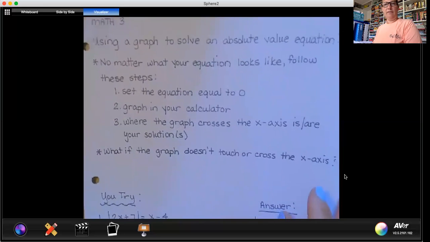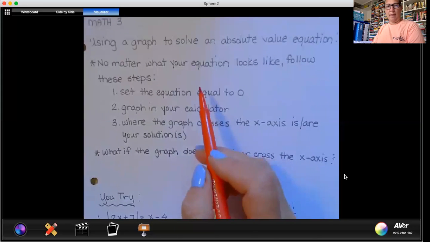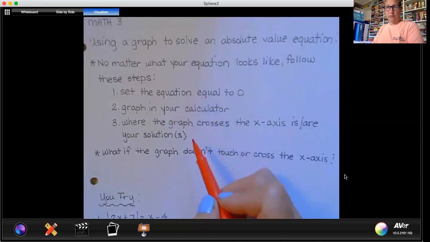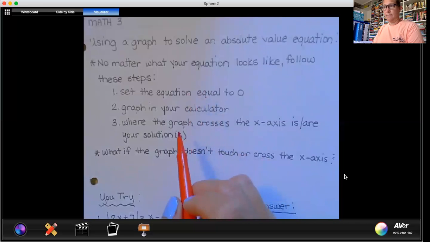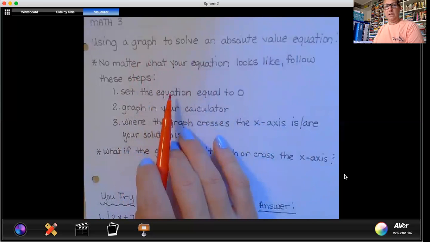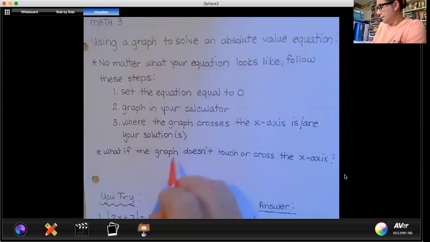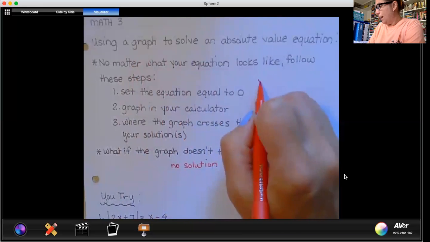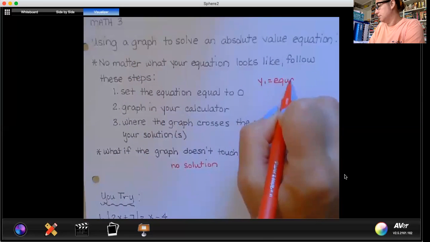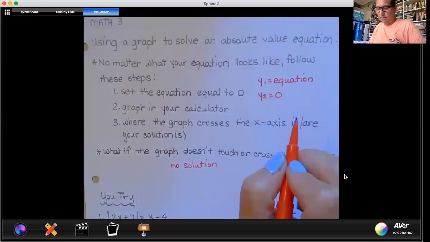We've talked about using a graph to solve an absolute value equation, but now we're going to look at what happens in our calculator. We're going to use our calculator to solve the equation. No writing down except the answer. So using a graph to solve an absolute value equation, no matter what your equation looks like, follow these steps. Set the equation equal to 0, graph it in your calculator. Where the graph crosses the x-axis is or are your solutions. And what if the graph doesn't touch or cross the x-axis? There's no solution. Now, if you make y1 your equation and y2 equal to 0, we can very easily find these intersection points.